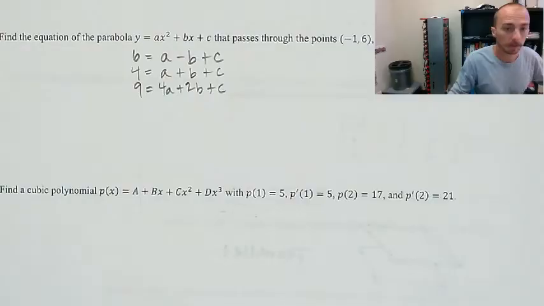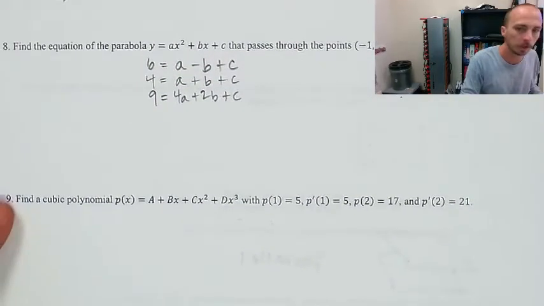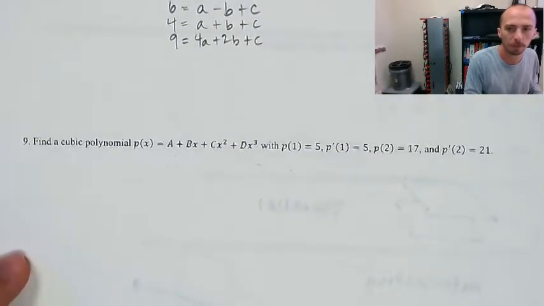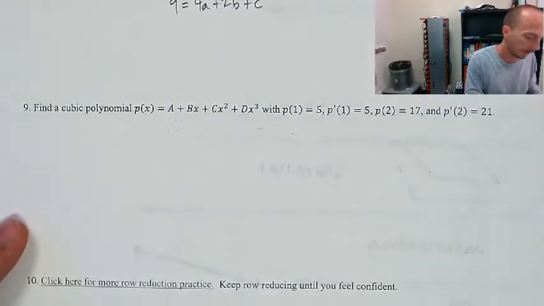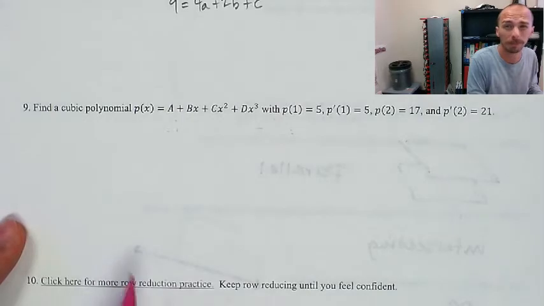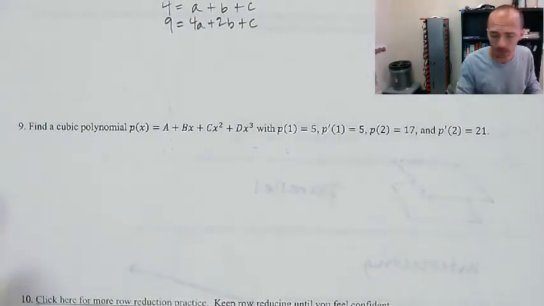The last problem I'm going to be doing in this video is find a cubic polynomial with p of 1 equals 5, p prime of 1 equals 5, p of 2 is 17, and p prime of 2 is 21. Okay, I do have extra practice, but it's just a row reduction drill. Do it over and over again until you feel good. I don't think you need to watch me do that.